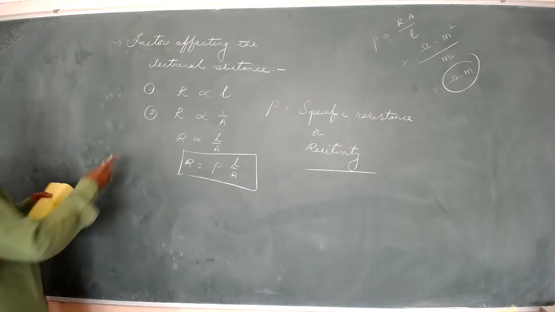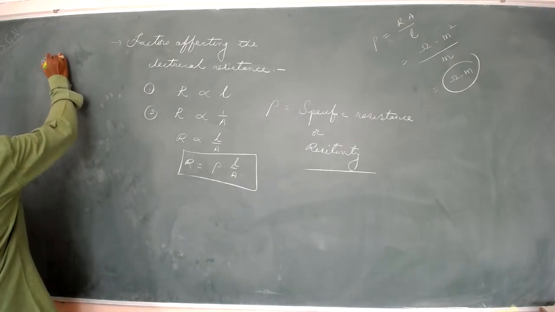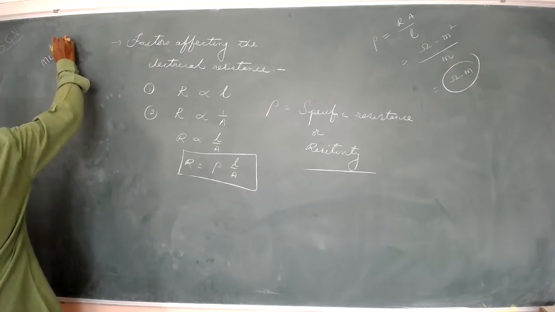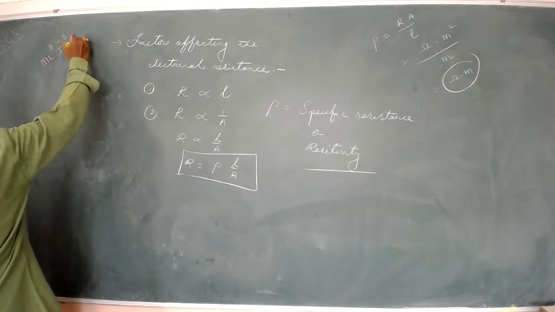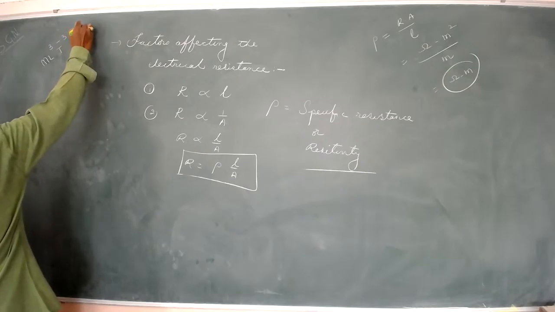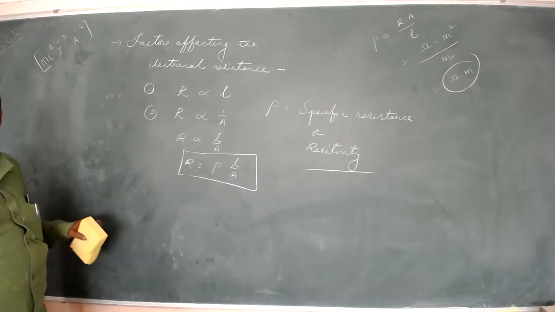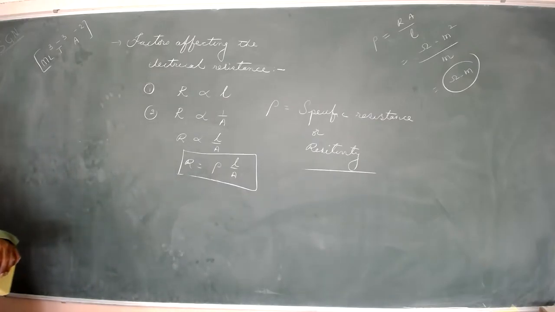ML? M L power 3 R. T power minus 3. A power minus 2. Yes, come on, check with your answers.